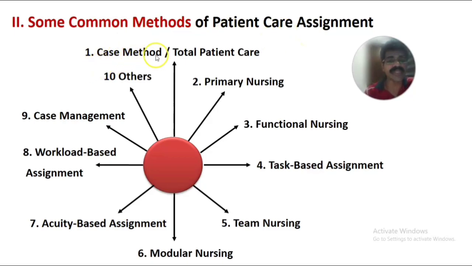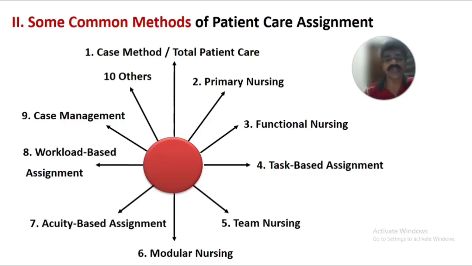First method is case method or total patient care. Second one is primary nursing. Third one is functional nursing. Fourth one is task-based assignment. Fifth one is team nursing. Sixth one is modular nursing. Seventh one is acuity-based assignments. Eighth one is workload-based assignment. Ninth one is case management. And tenth is others. We have many other such methods of patient care assignment.